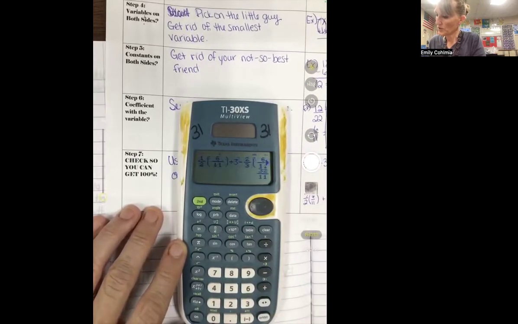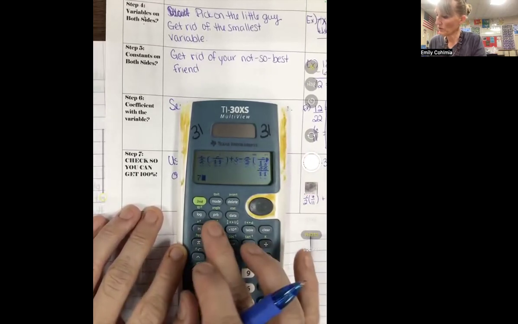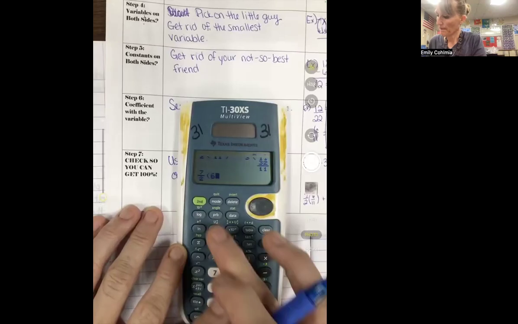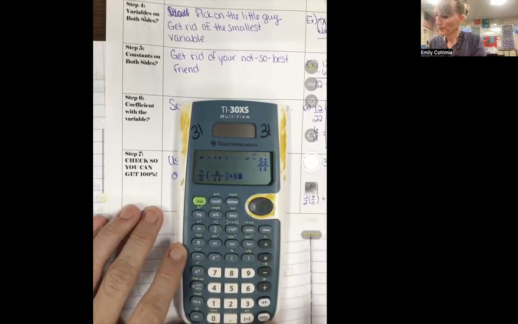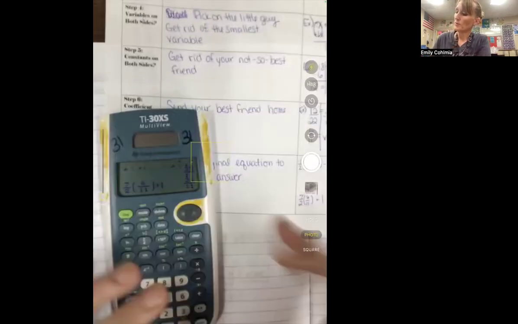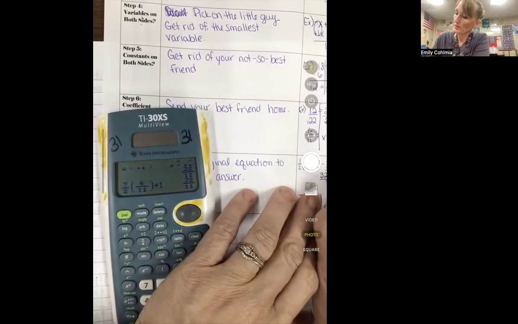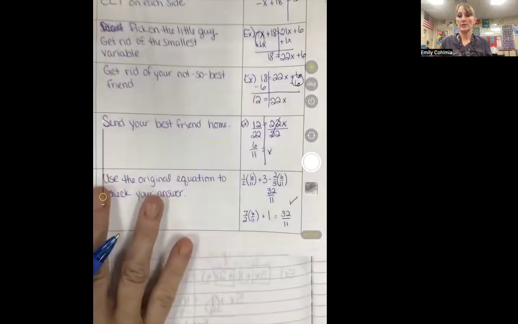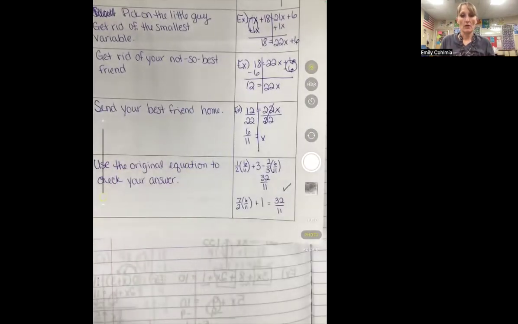And that gives us 32 over 11. Okay, let's see if the other one makes 32 over 11. So we have 7 over 2 times 6 over 11 plus 1. And we also get 32 over 11, so we know that both of these are going to equal 32 over 11. And so we know that this checks. We know that our answer is correct.